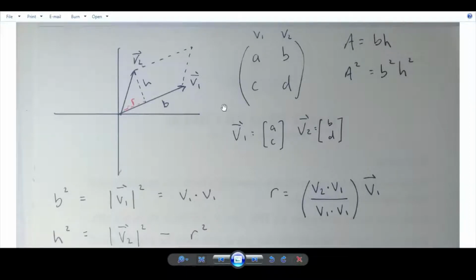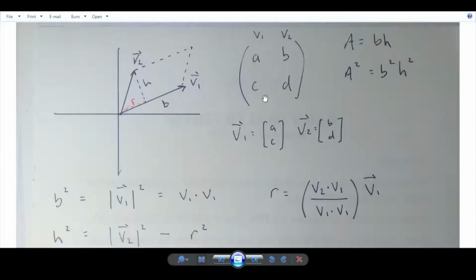Hi there, today I want to take a look at the determinant of a 2 by 2 matrix and the area of a parallelogram formed by vectors comprising this matrix. So what am I talking about? Well, here's a 2 by 2 matrix, A, B, C, D.